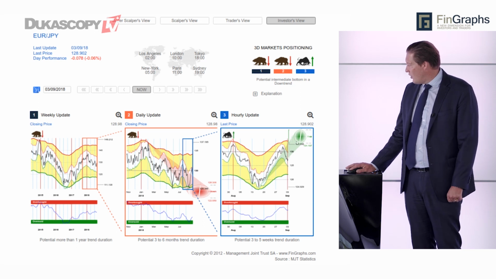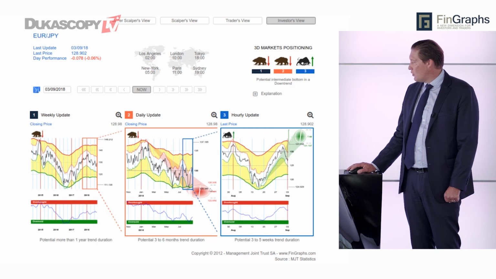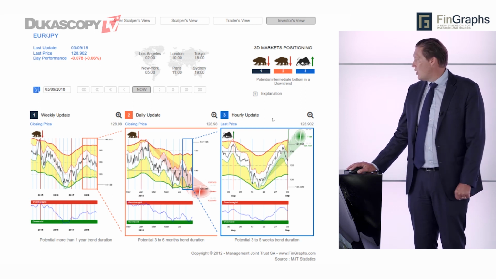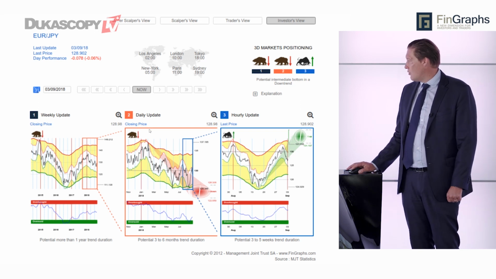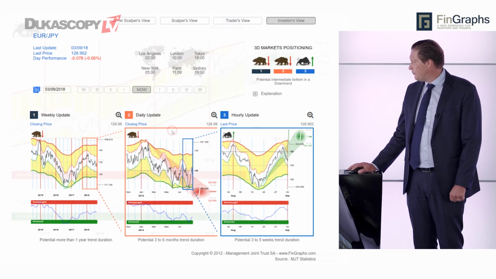The bounce doesn't seem quite over yet and could lead us back between 131 and 132. But that 131, 132 compares to a downside risk over the next few months between 126 and 122. So here again, the risk reward is probably at a disadvantage if you're considering buying opportunities.